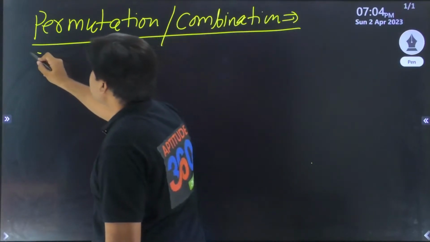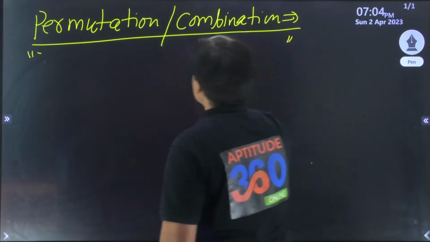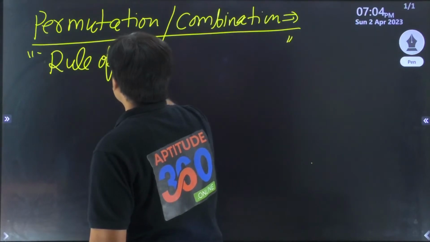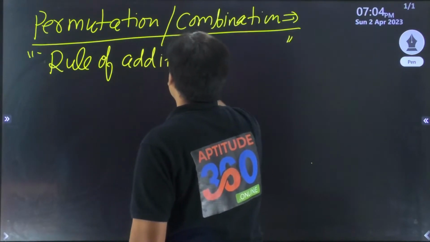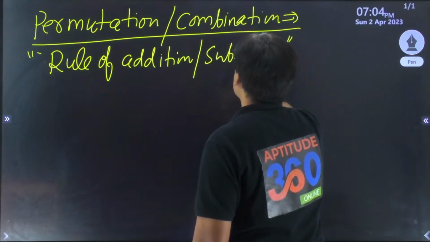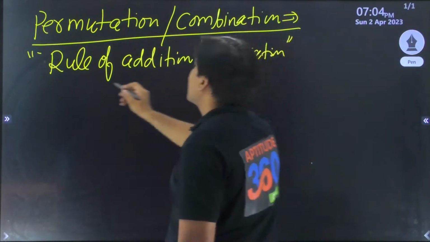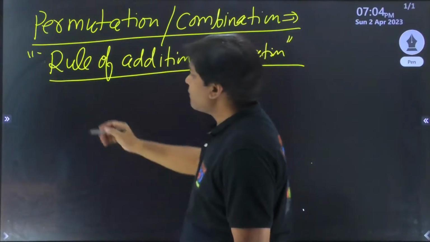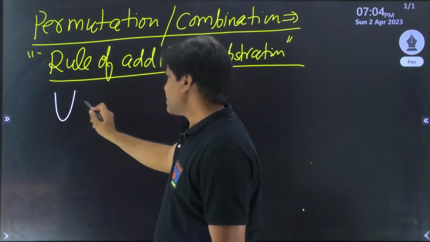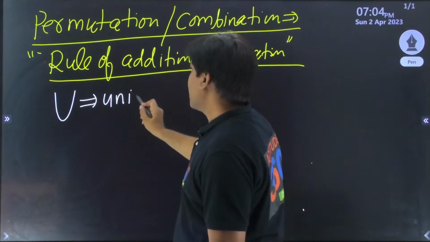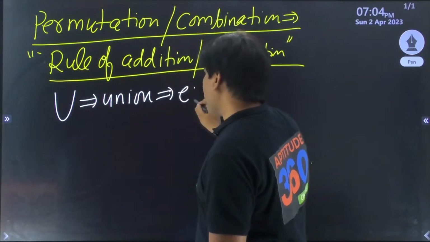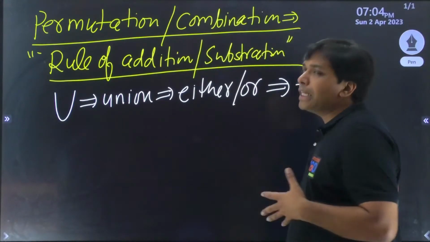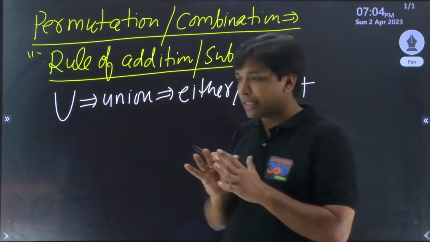So permutation and combination is all about discussing what is the rule of addition and subtraction, isn't it? You have done this before, and this is, if you're talking about union, isn't it? This is known to be union, and this is called either-or also. And what do you do mathematically? You add. So that's a pretty simple thing that I am discussing out here.